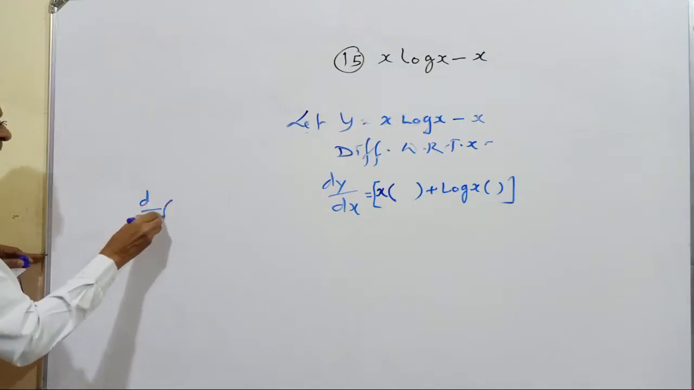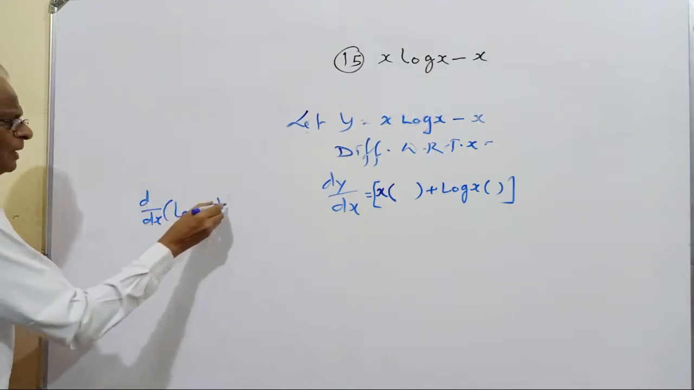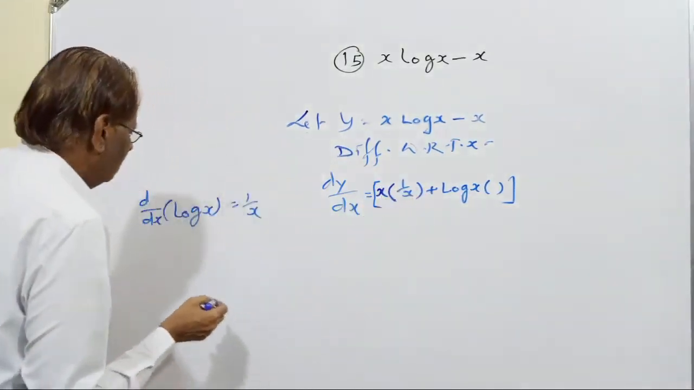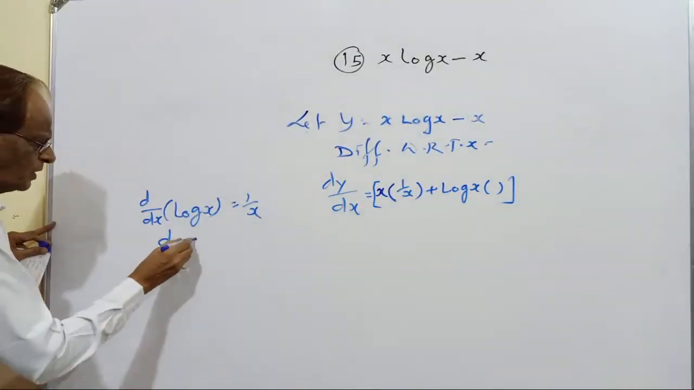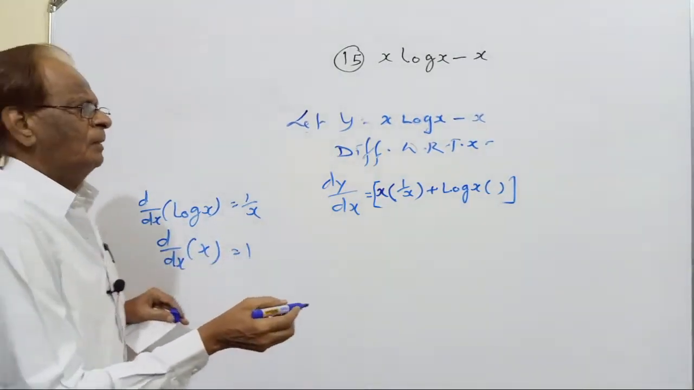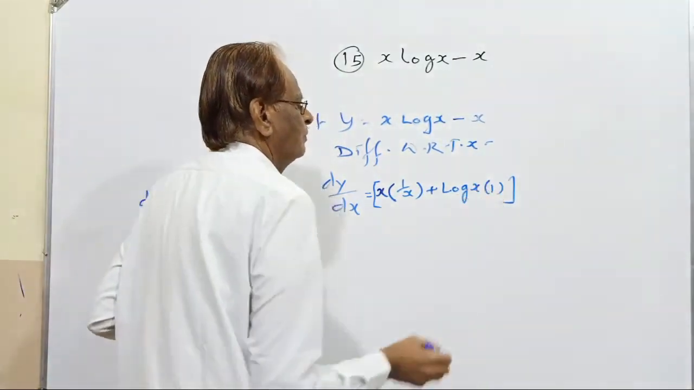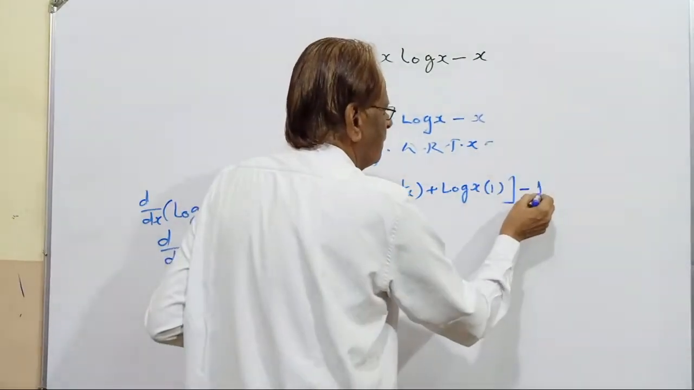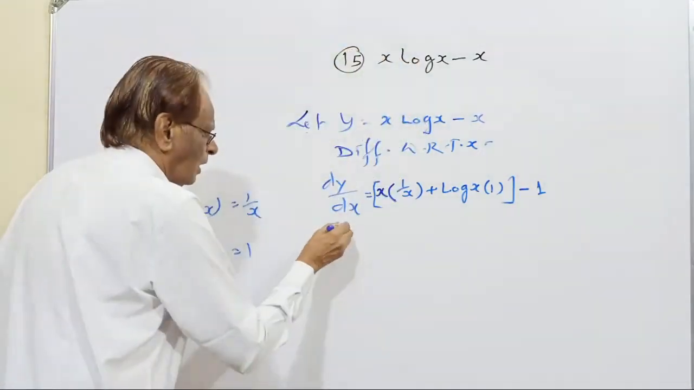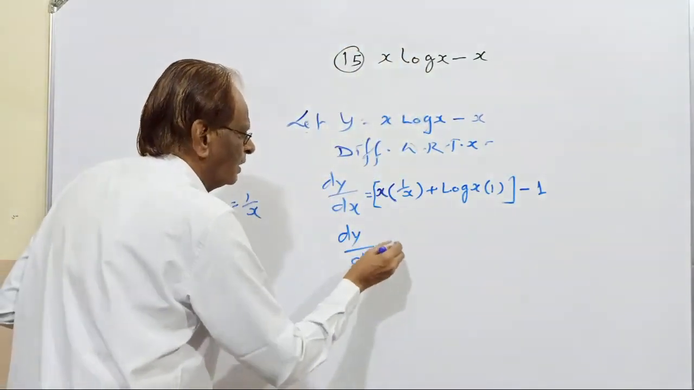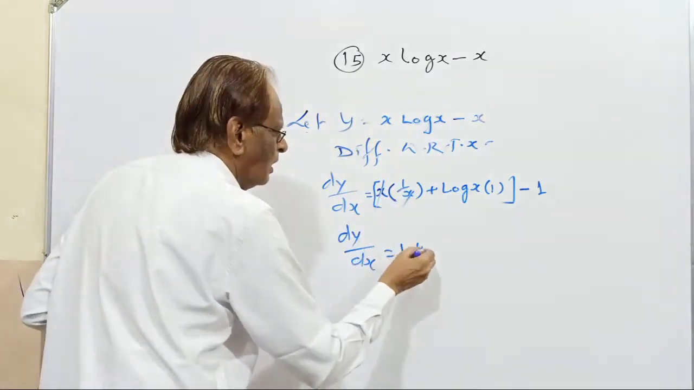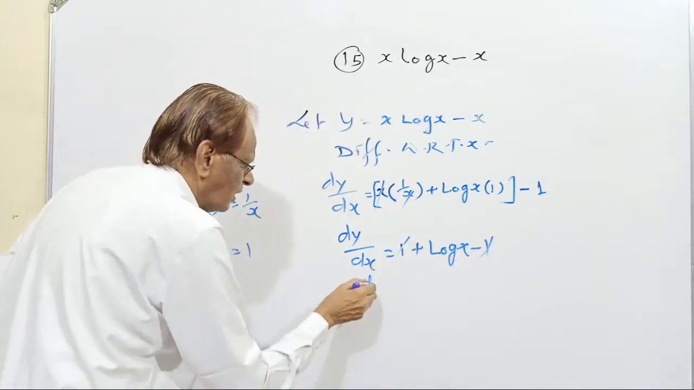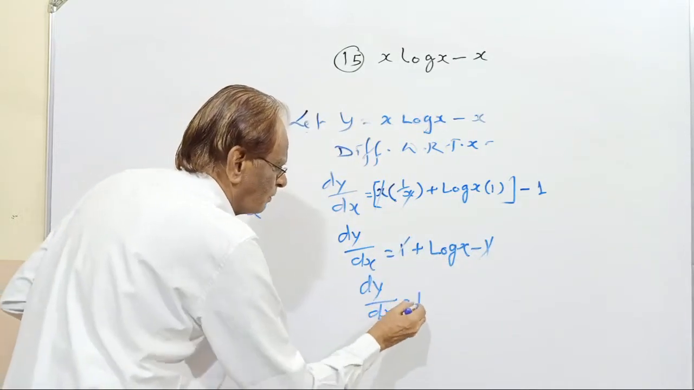Differentiation of log x is, by the formula, 1 by x. Differentiation of x is 1. The first term is 1, the second term minus. Differentiation of the separate second term x is 1. dy by dx equal to, x cancels, 1 plus log x minus 1, again 1 cancels, dy by dx equal to log x.